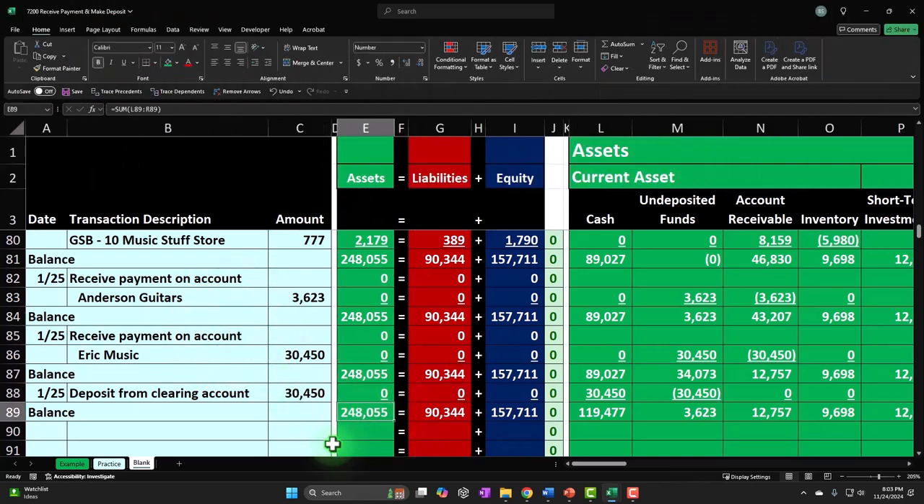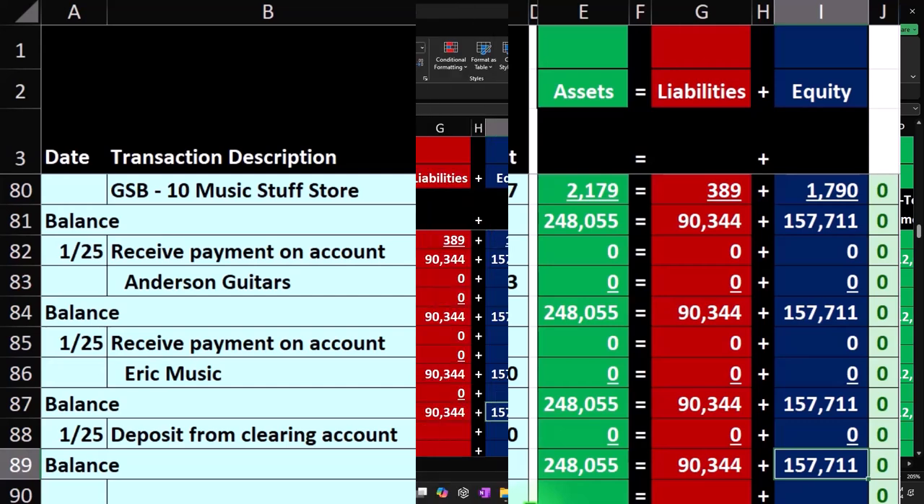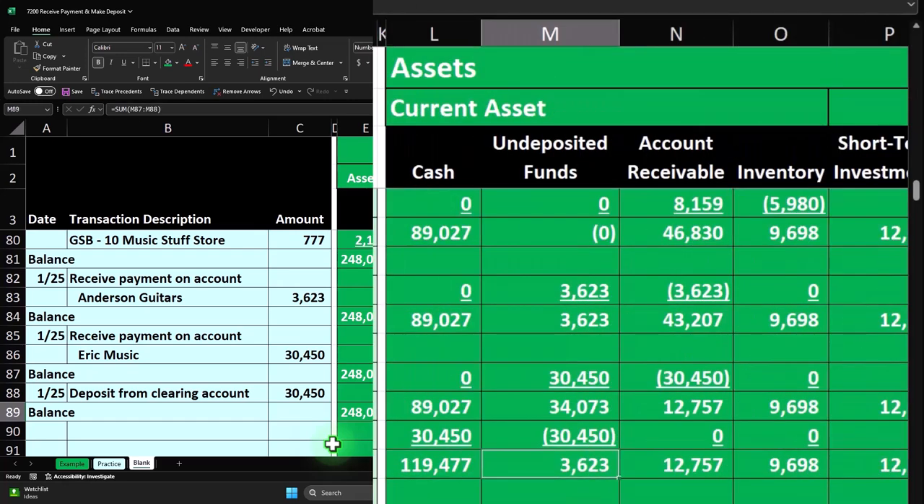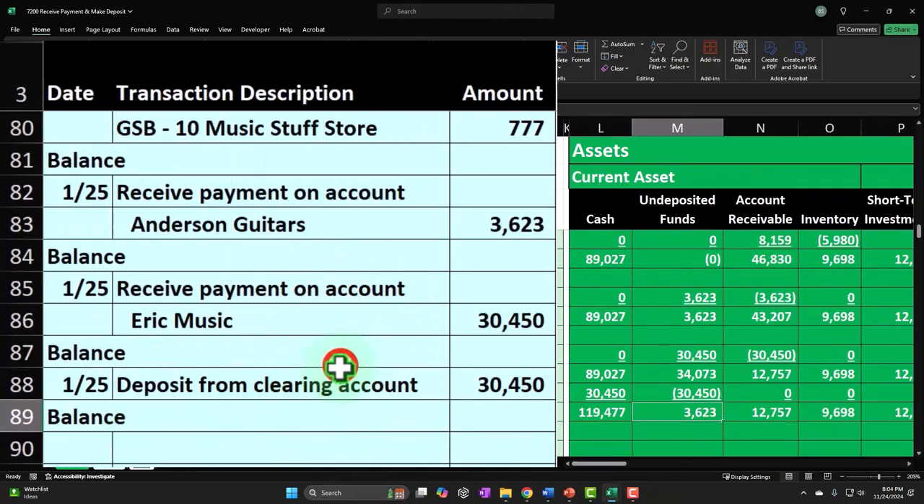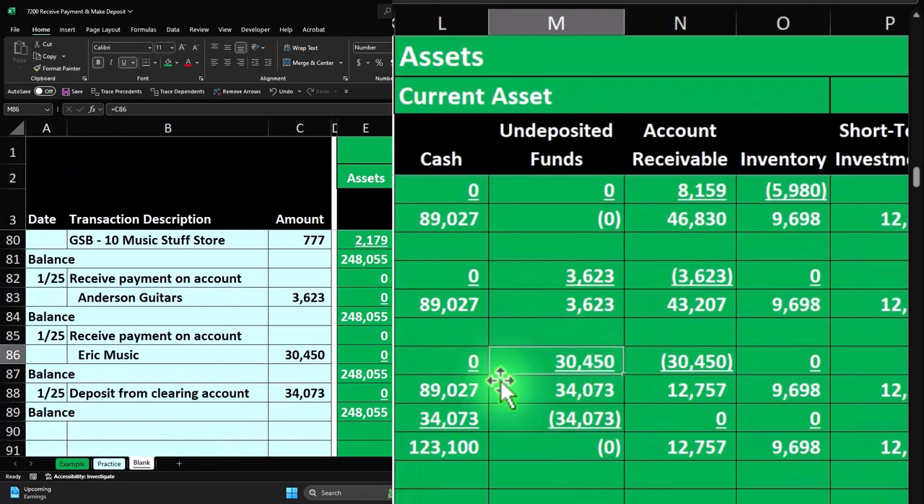Okay, so now we're at 248,055 assets, liabilities at 90,344, equity, which could be thought of as the book value of the company, because it can also be thought of as assets minus liabilities, 157,711. But in order to realize that 157,711, we'd have to sell the company for that amount or possibly sell our assets, which again, now at this point in time, oh, wait a second. There's a difference happening here. Let me change this to 34,073, and that should change everything automatically, because I saw that I still had money in the undeposited funds. I improperly put the 30,000 instead of the 34,000, which is the combination of the two payments. So pardon me with that. So now we're still at 157,711.